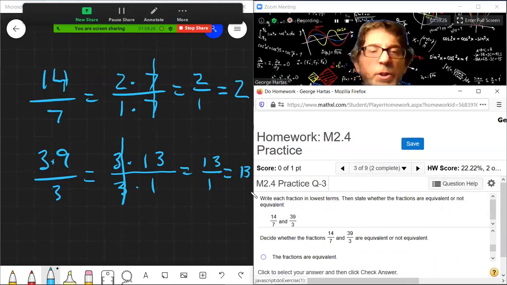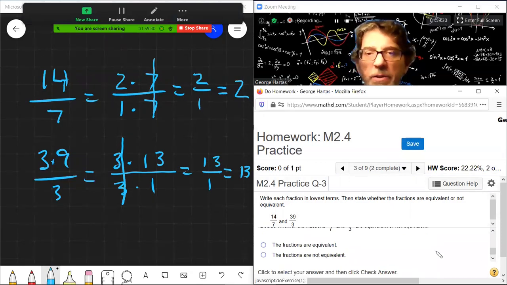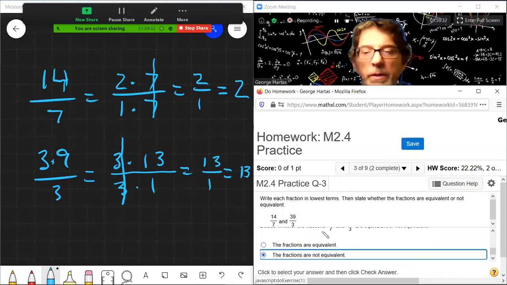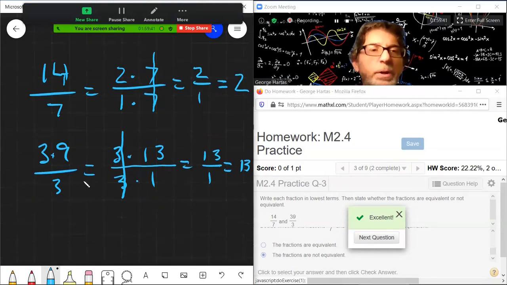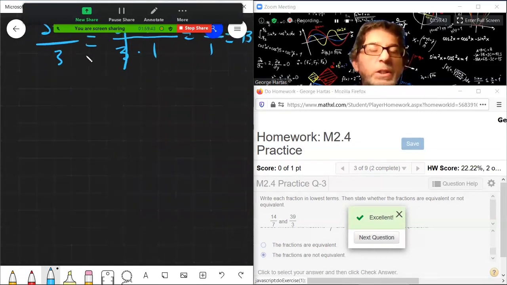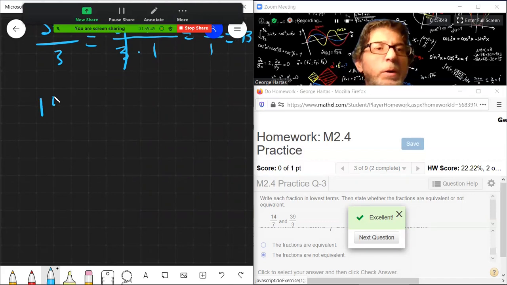Are the fractions equivalent? Well, 2 is not equal to 13. I know that for a fact. So, no, they're not equivalent. Now, what happened here sometimes happens. It's pretty rare, but it sometimes happens. So when it happens, take advantage of it. And here's what I'm talking about.